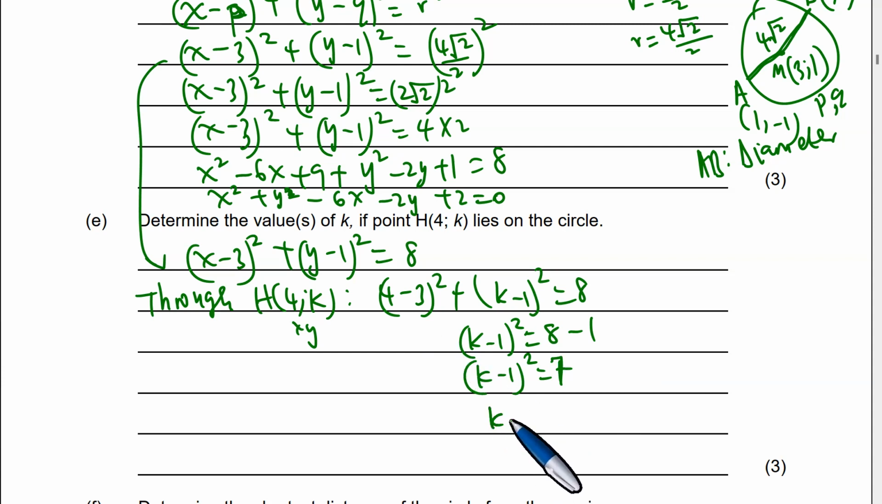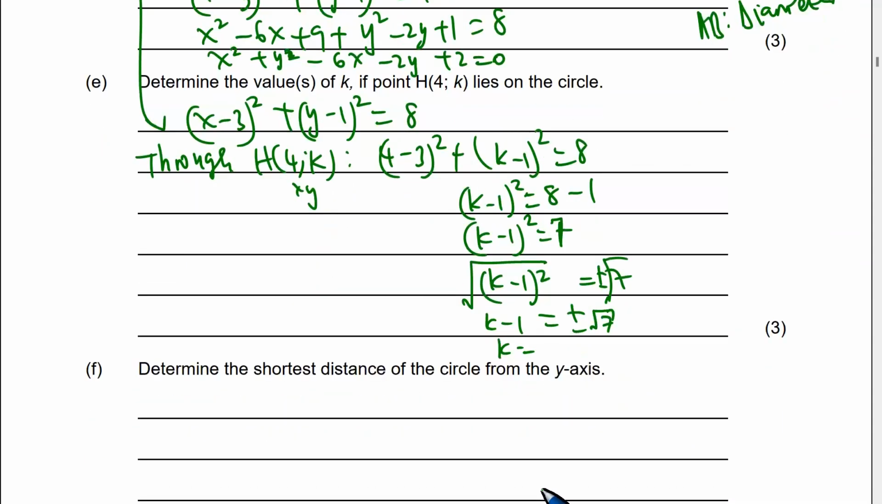So if this is the case, then you have K minus 1 squared equals 7. And then you have plus or minus, which is K minus 1 equals plus or minus the square root of 7. What is K? Making K the subject, 1 plus or minus the square root of 7. So that is the answer. So y is 1 plus or minus the square root of 7.